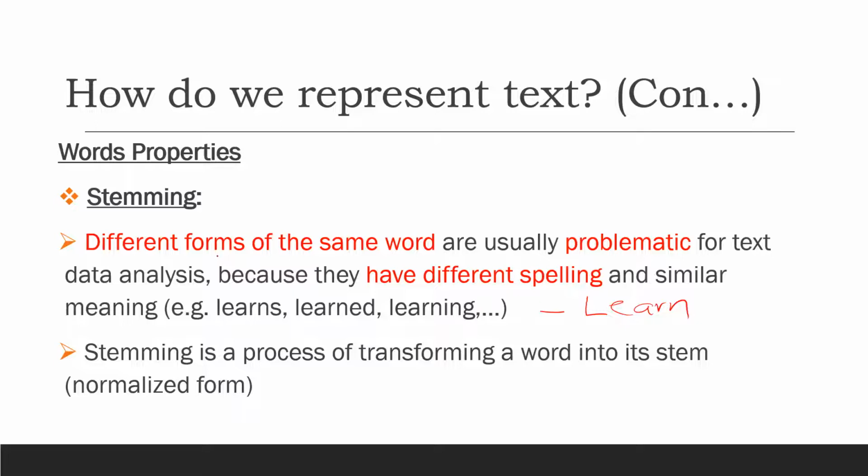So what they are saying here is different forms. This is one form. This is past. This is continuous. They have different forms, but they provide the same meaning. Learning has the same meaning. So those kinds of words are normally problematic. To avoid the problem, we apply the normalized form for all these three words. Did you understand what is stemming? Stemming, in the sense we transform the word into its normal form.